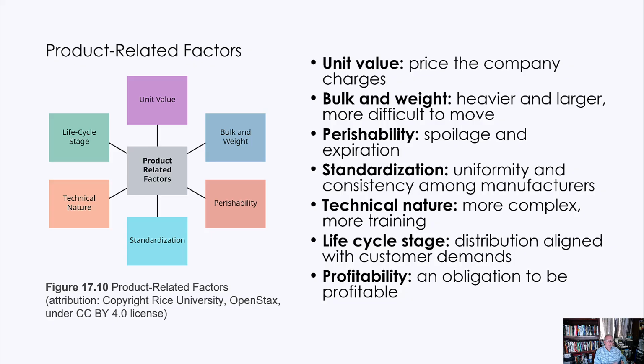provides a lot of services for us. They take care of unit value, they take care of bulk and weight, they take care of perishability, they take care of a lot of different product things for us. They also get products to customers very quickly, very fast. And so do grocery stores get perishable vegetables to us in a very quick manner?